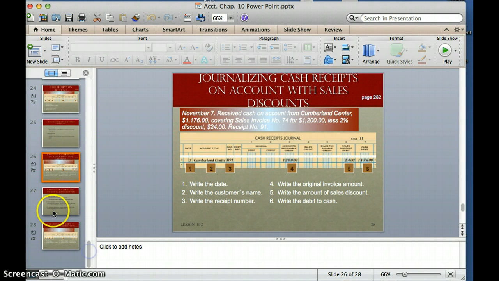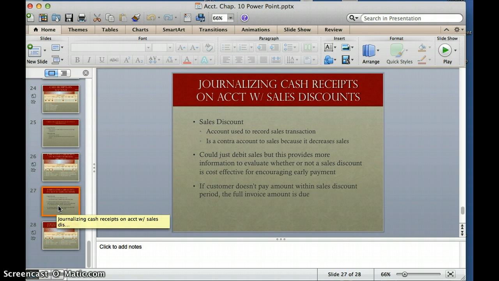And I'm running out of time, so I'm going fast here. Cash receipts on account with sales discount. The sales discount is the account used to record a sales transaction. It's a contra account to sales because it decreases sales. We could just debit sales, but this provides more information for management to determine whether or not their sales discount is effective and encouraging early payment. If a customer doesn't pay the amount within the sales discount period, the full invoice is due.